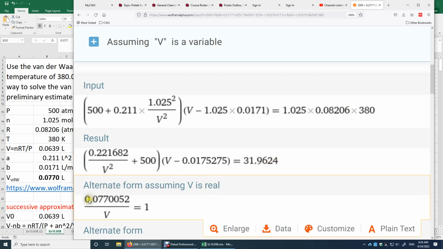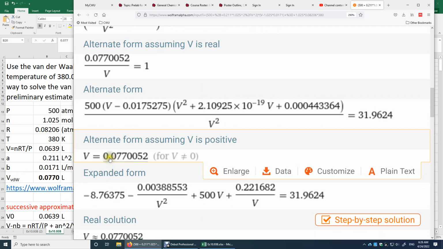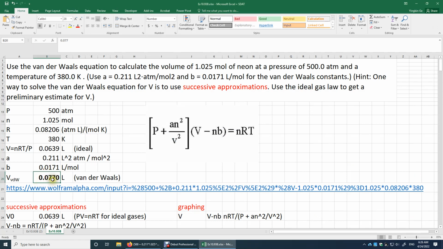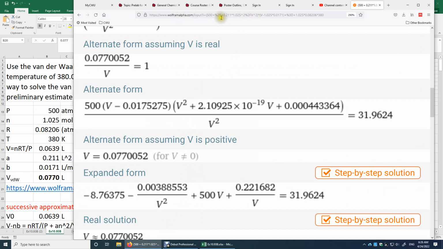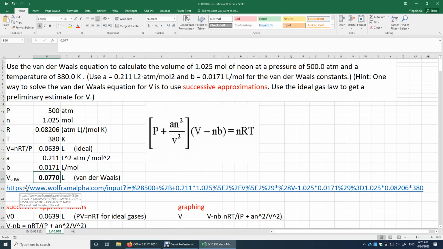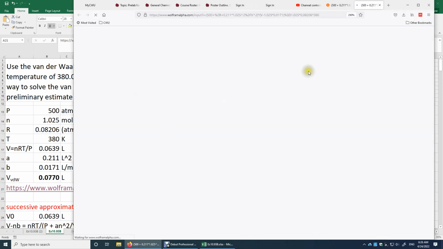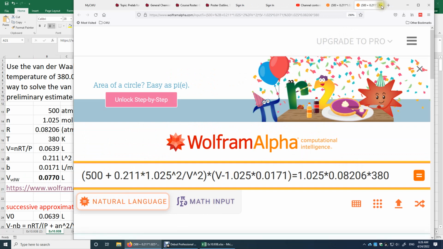What's the result? The result is 0.0770052. Okay, I just use three sig figs here, 0.0770. All right, 0.0770 liters. So actually you can just copy and paste this URL or this website, I just put it in here. So right now I can simply click this link, and you'll see all the setup as well.